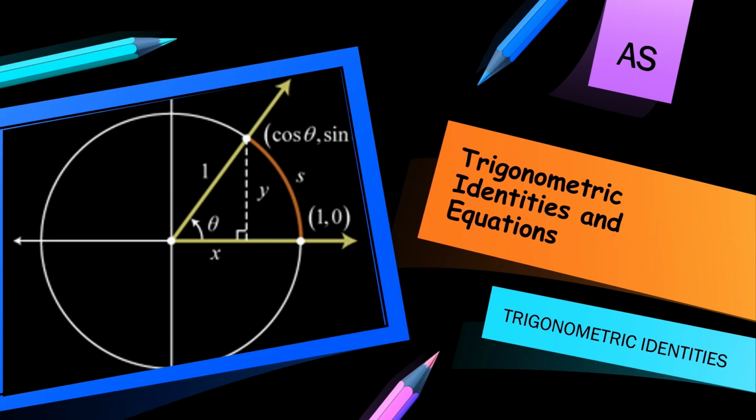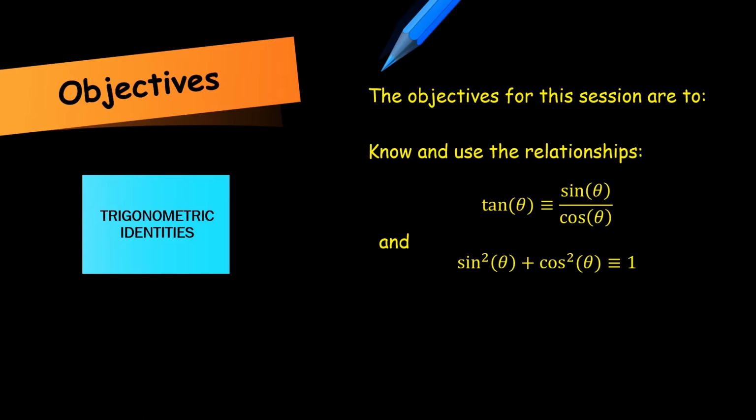Welcome to the session on trigonometric identities and equations. Trigonometric identities. The objectives for this session are to know and use the relationships tan theta is identical to sine theta over cos theta, and sine squared theta plus cos squared theta is identical to 1.